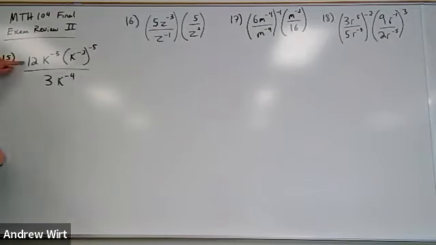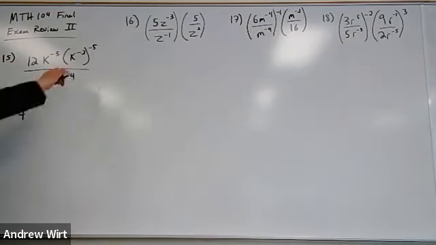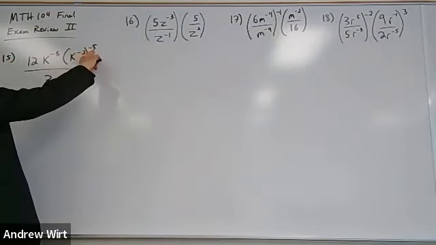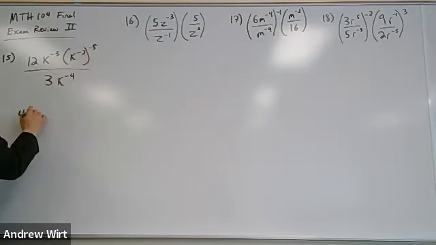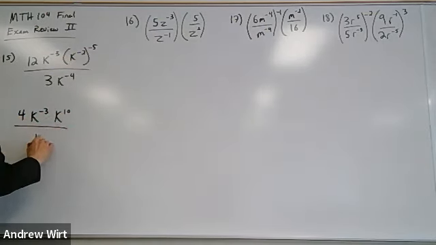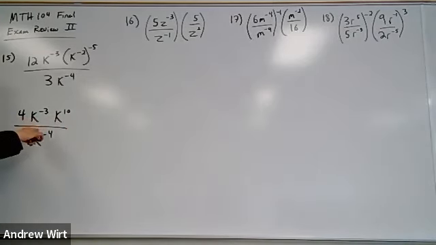So first thing we can do is do 12 divided by 3. That's going to give us 4 in the numerator. And now we can do power to a power here, multiply the exponents. -2 times -5 is +10. Now we can combine all of these exponents together. We're going to use the product rule here. Add the exponents. 10 plus -3 is 7.